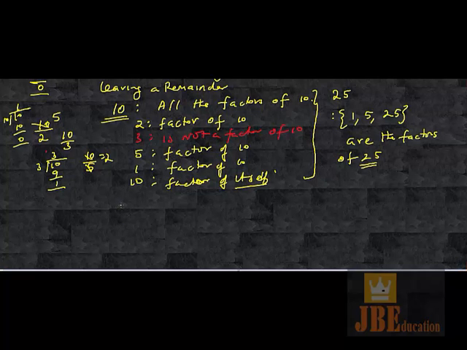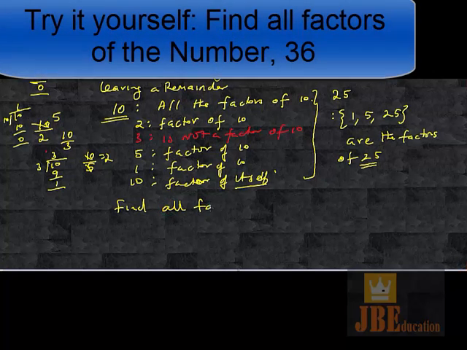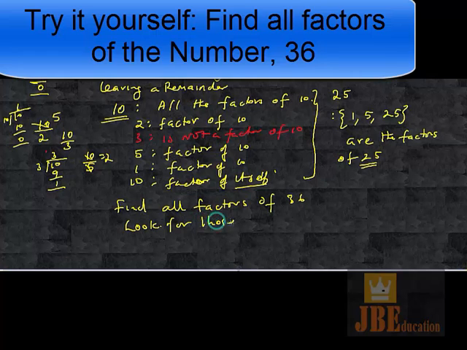So moving on, suppose you were given a question: find all factors of the number 36. So what are you to do? You have to look for those numbers that divide 36 without a remainder.